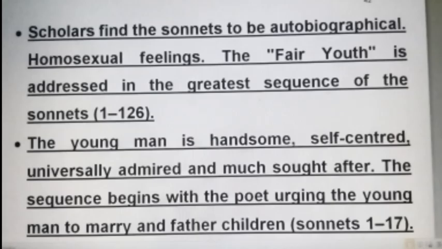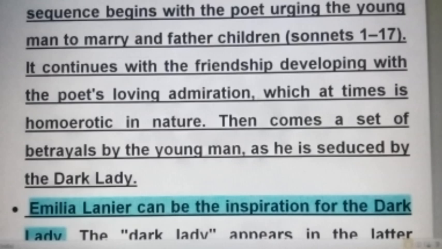Homosexual feelings. The fair youth is addressed in the greatest sequence of the sonnets, that is, from sonnet 1 to 126. The young man is handsome, self-centered, universally admired, and much sought after. The sequence begins with the poet urging the young man to marry and father children, that is the procreation sonnets from sonnet number 1 to 17. It continues with the friendship developing with the poet's loving admiration, which at times is homoerotic in nature. Then comes a set of betrayals by the young man as he is seduced by the dark lady.